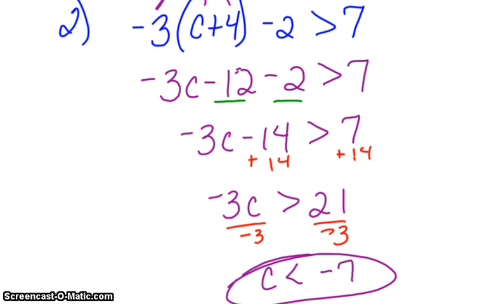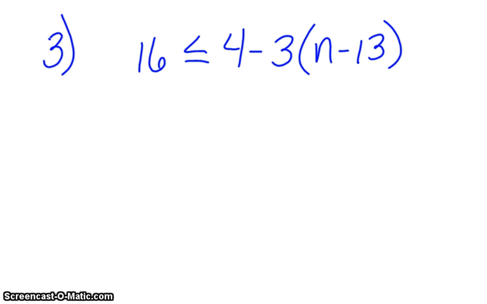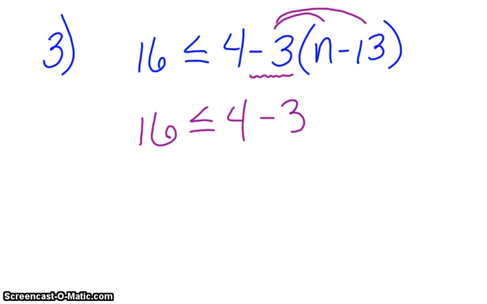Okay, another example. Number 3. Notice that variable on the right side, so we're going to talk about the graph on this one also when we're finished. So I'm going to start off with distributive property again. What am I distributing? I'm distributing a negative 3. So 16 less than or equal to 4 minus 3n plus 39. Negative 3 times negative 13.